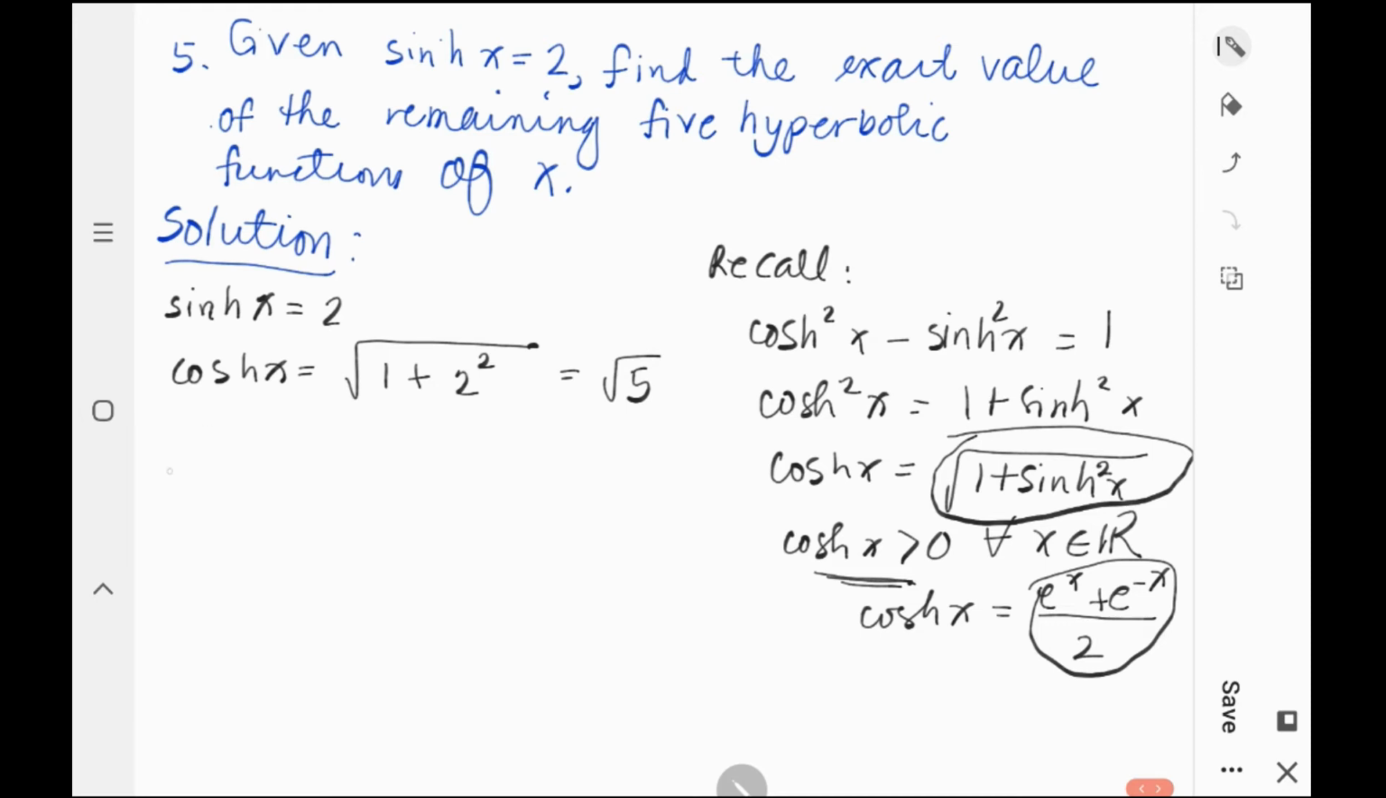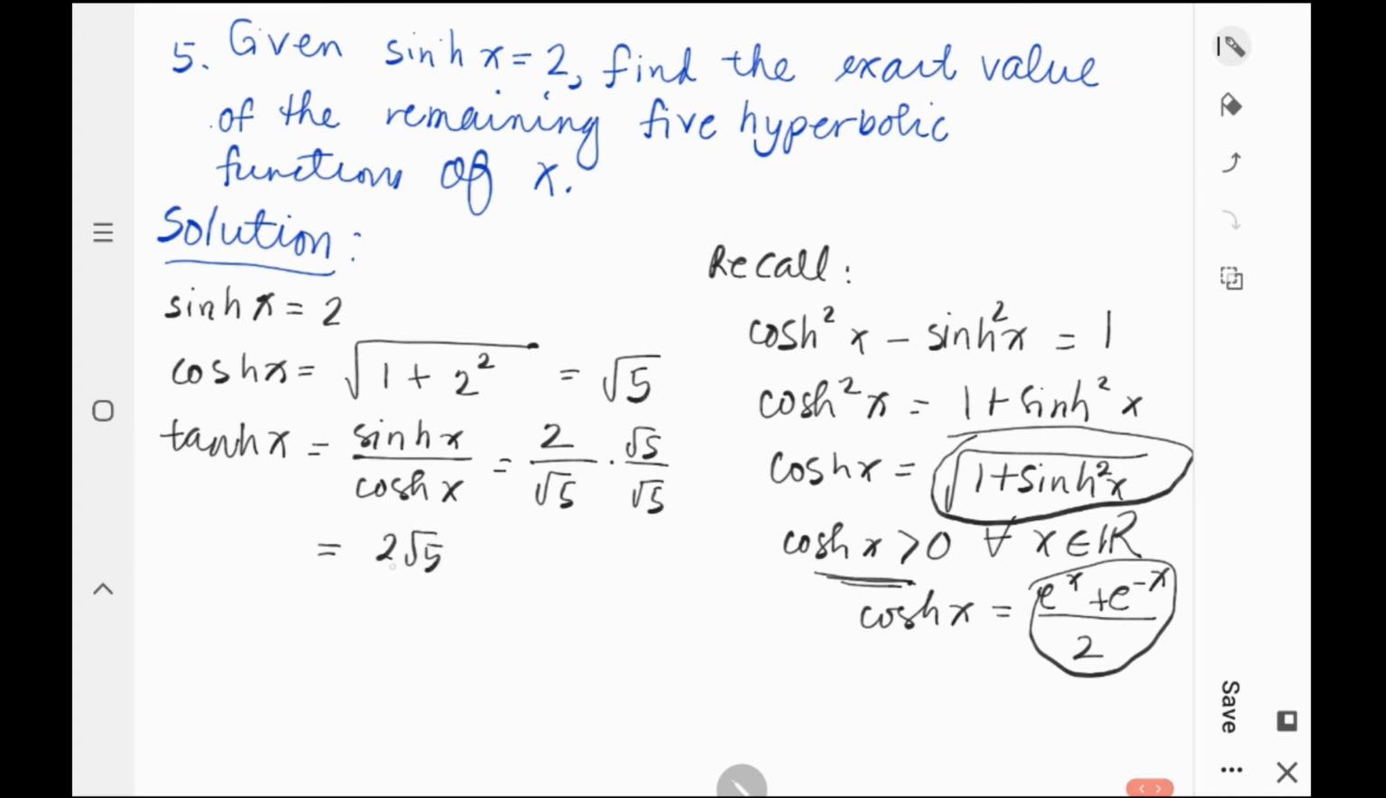Next, how about the hyperbolic tangent of x? This is the ratio between the hyperbolic sine of x and hyperbolic cosine of x. So this is just 2 over square root of 5. If you multiply by square root of 5 over square root of 5 to rationalize this expression, we have 2 square root of 5 all over 5.